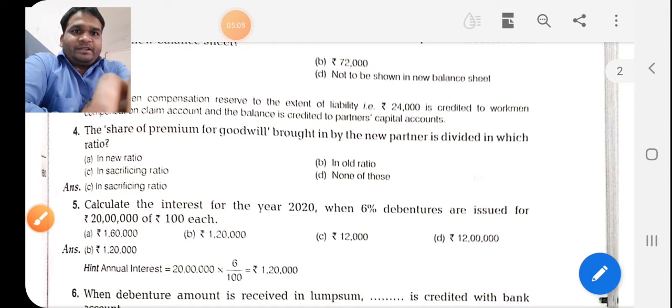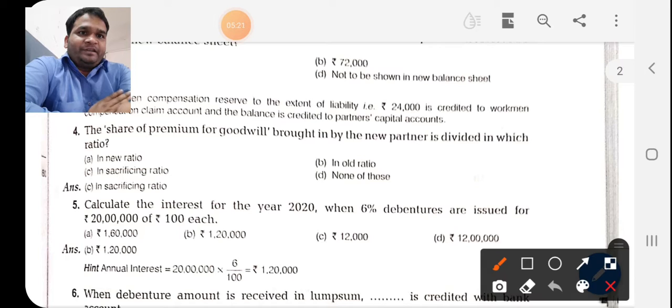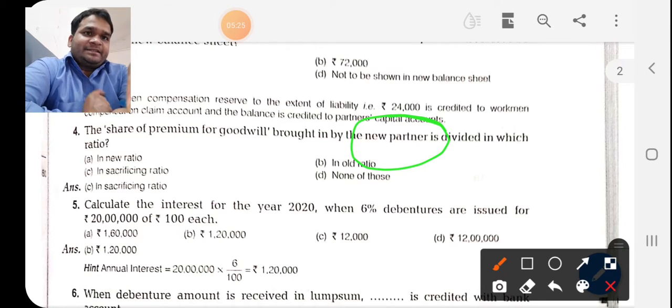Now move on to our next question: the share of premium for the goodwill brought in by a new partner is divided in which ratio? When we are talking about a new partner, it means this is the case of admission. In case of admission, the goodwill will be divided between the old partners. What is the reason for that?